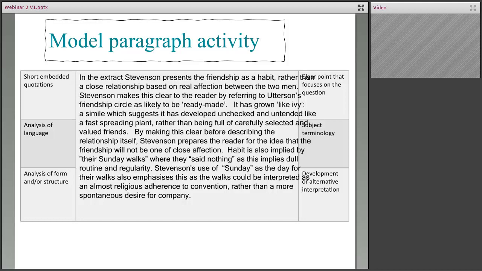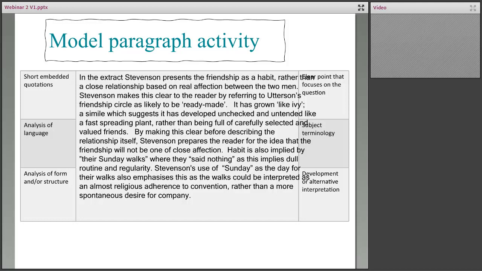I do this a lot, and basically the idea is all they have to do is draw a line from short embedded quotations to where they are in my model paragraph. So they have to find those things on the right-hand side in the paragraph. It then becomes a model for them to write the next paragraph, or to write more, or to improve it. Or what you can do with higher ability is leave out one of those six things, and they spot what's been left out, and they have to put it in.